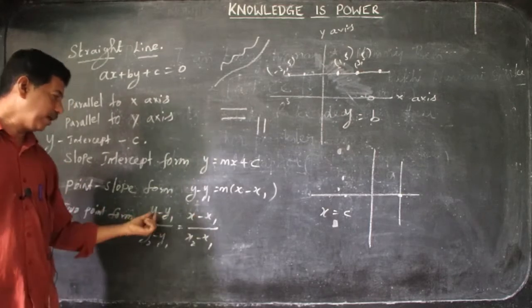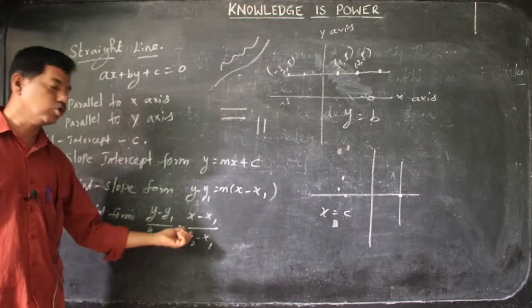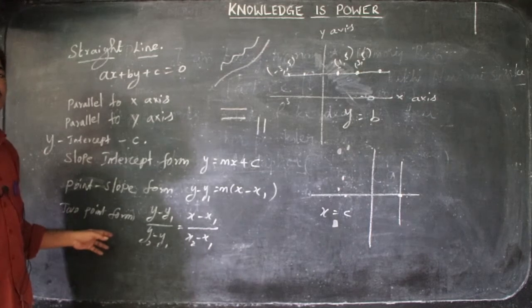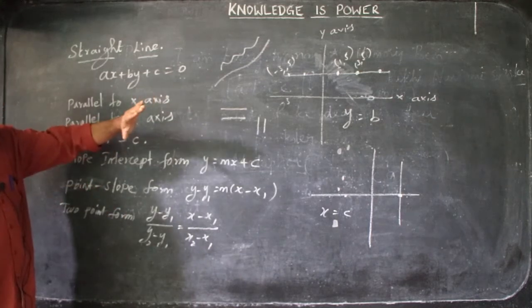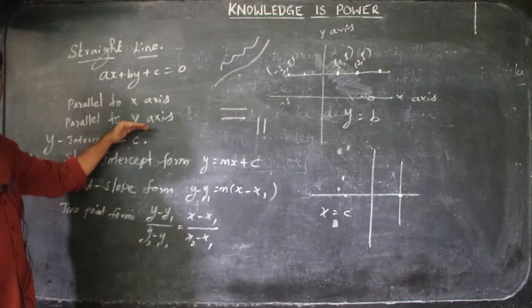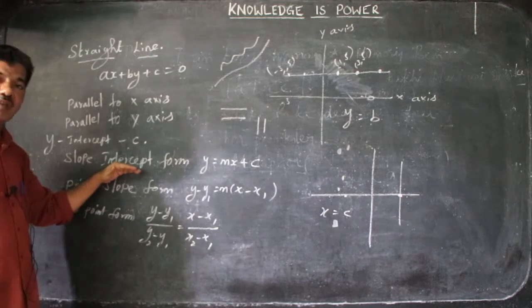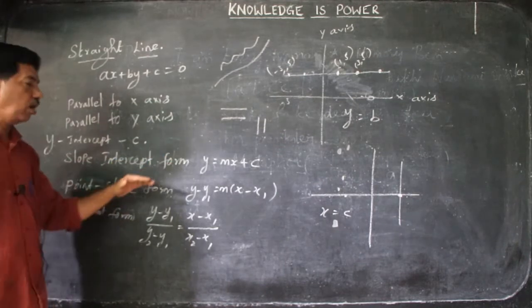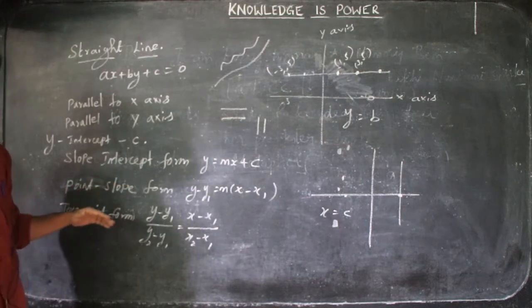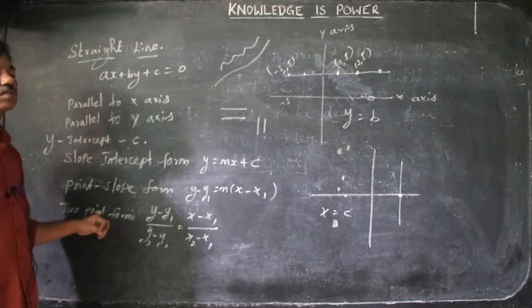You have to use the 2-point form to get the answer: y minus y1 by y2 minus y1, equals x minus x1 by x2 minus x1. This is called the 2-point form. So depending upon the value, either parallel to x axis or parallel to y axis, or when slope and intercept are given, we have to use this, or when point and slope are given, you have to utilize this. When 2 points are there, we have to follow this. So this is the introduction.